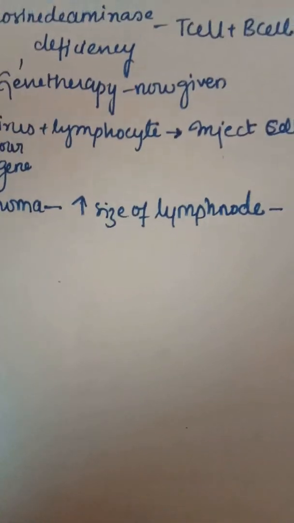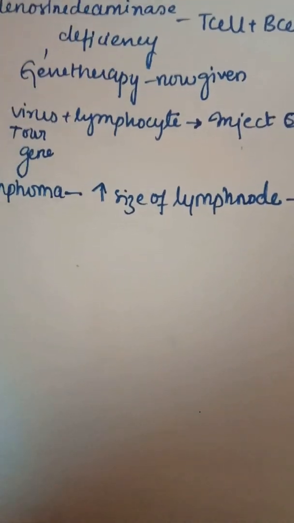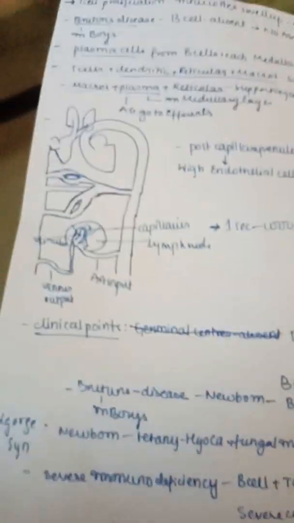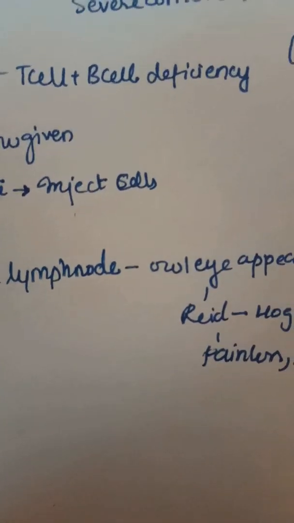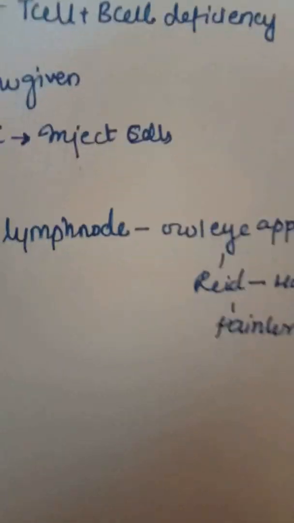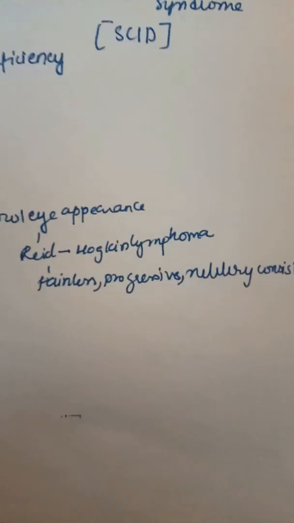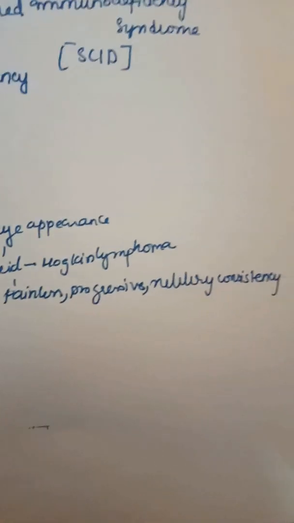And lymphoma is nothing but an increase in the size of a lymph node. Whenever we know there is a cancerous mass, the lymph node size is increased. This is known as lymphoma, and it gives an owl-eye appearance, that is in Reed-Hodgkin's lymphoma. It is painless and progressive and has a rubbery consistency. So this is all about the lymph node.